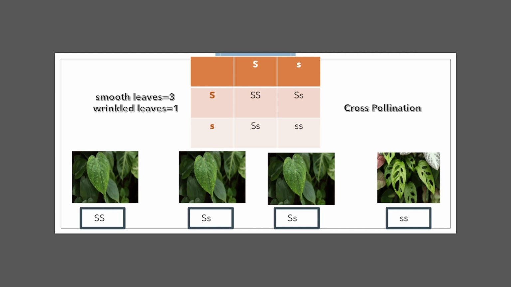और phenotype की बात करते हैं जो physical appearance है. 3 plants smooth leaves है और 1 plant wrinkled leaf है. So the phenotypic ratio will be 3:1.